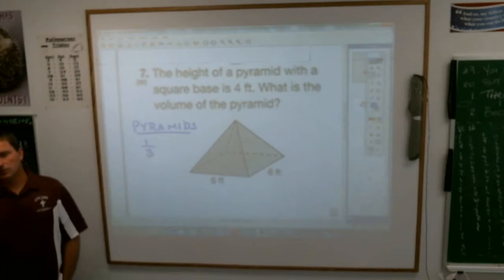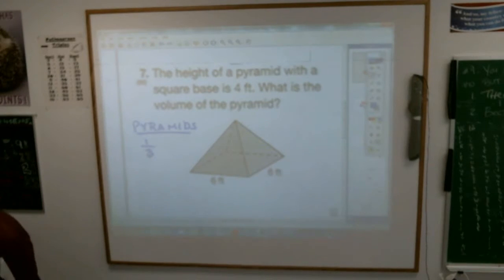A pyramid is 1/3, the volume of a pyramid is 1/3 the volume if it were an actual rectangular solid, or a prism, I should say. And I am finding that right here.